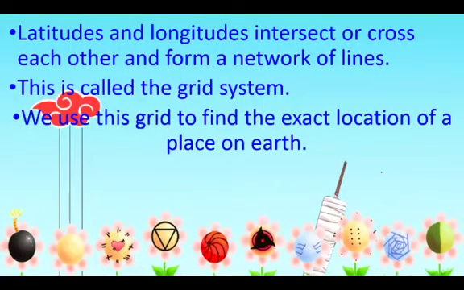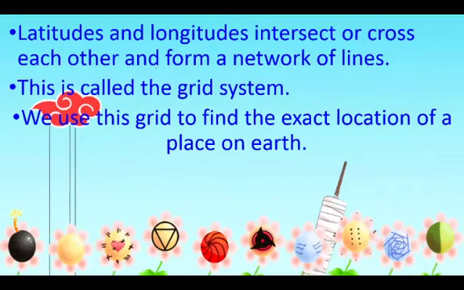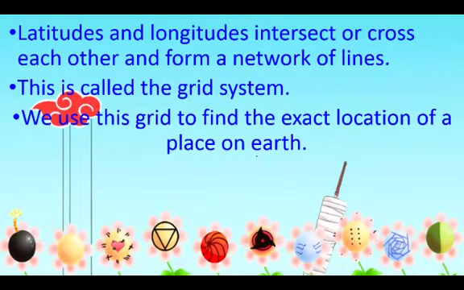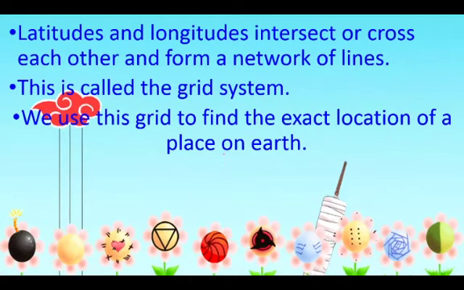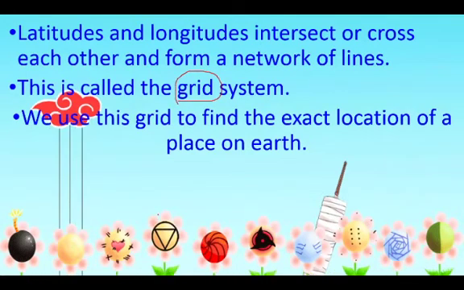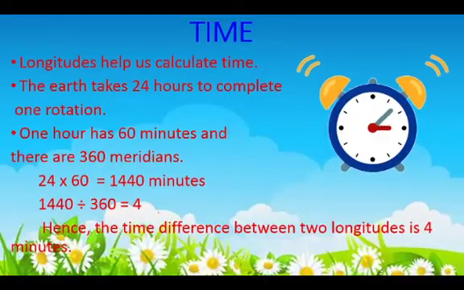Why do we need this grid system? Latitudes and longitudes intersect or cross each other to form a network of lines. This is called the grid system. We use this grid system to find the exact location of a place on the earth. Suppose we want to locate any place, we need this grid system. Then we can easily find a place on the earth.